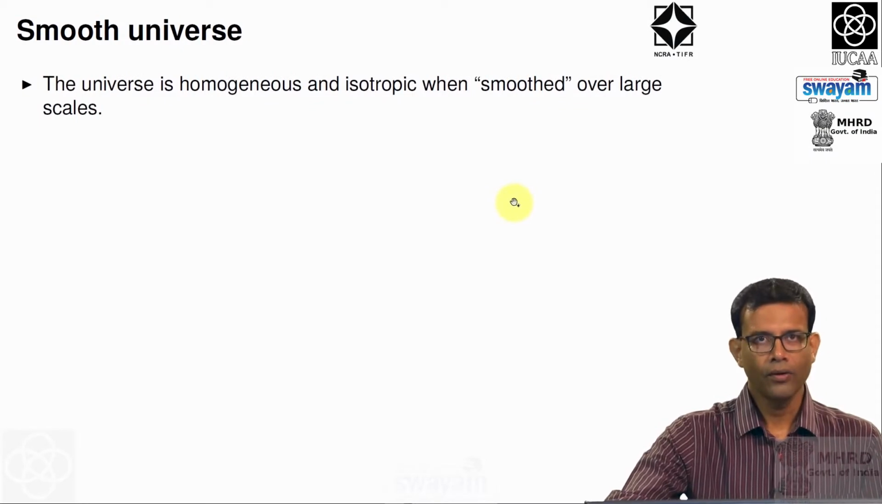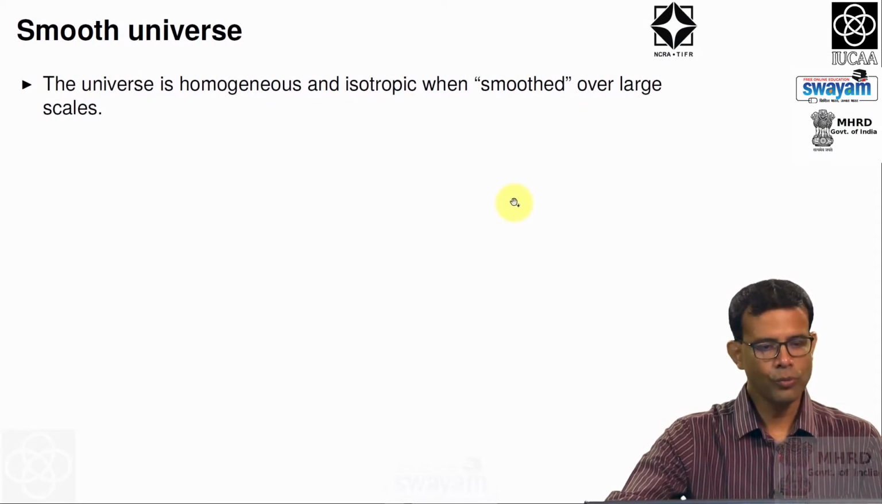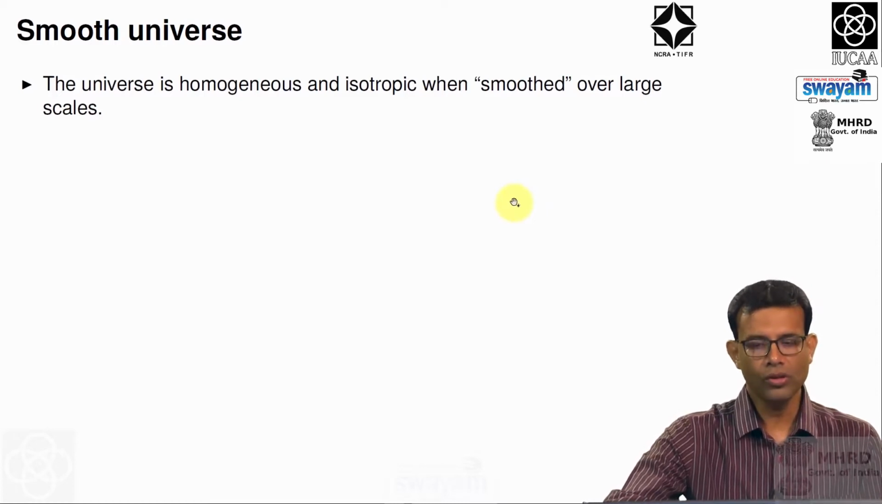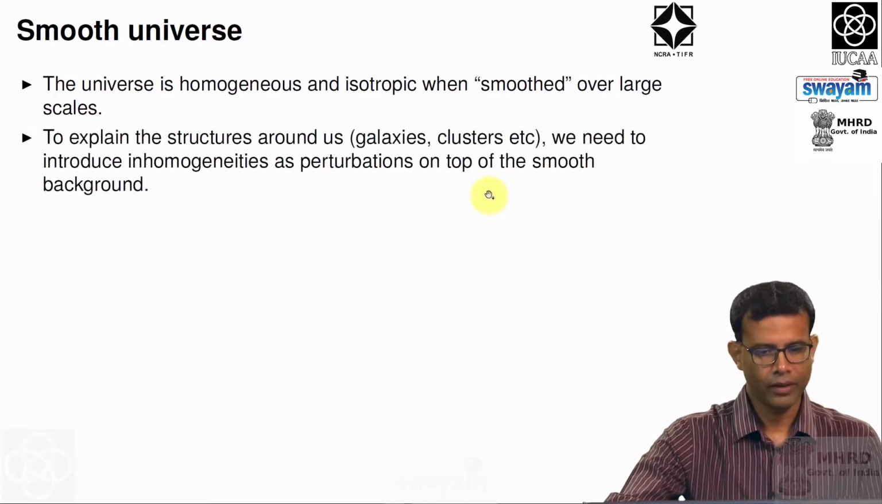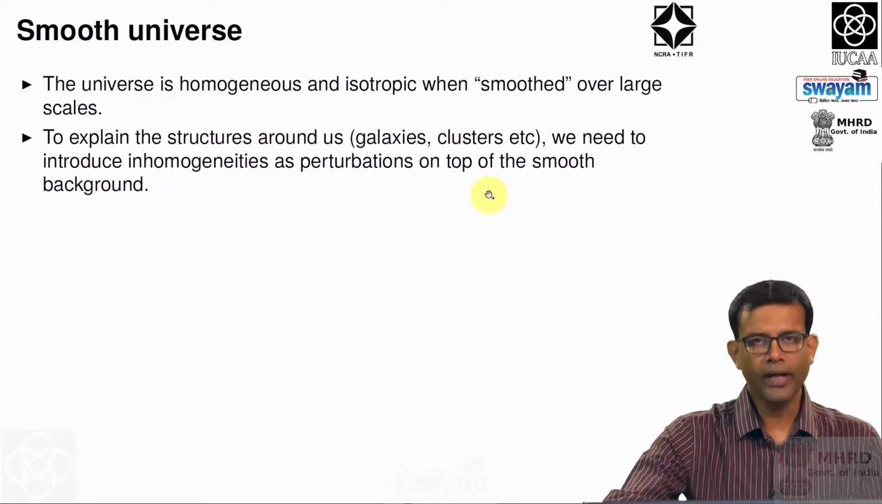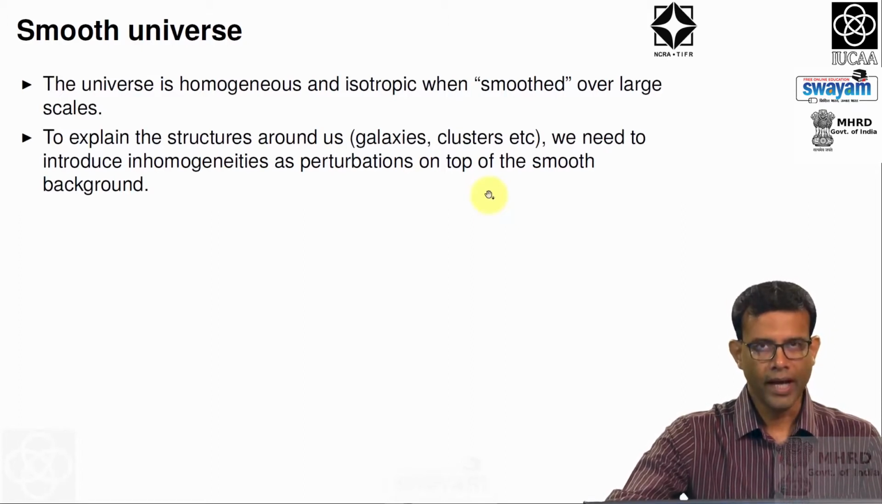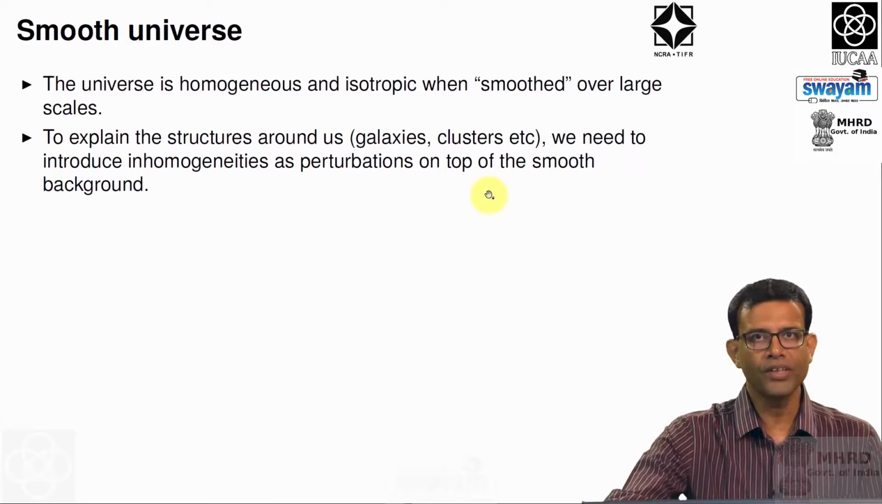So, till now we have been studying the smooth universe. This is based on the fact that our universe is homogeneous and isotropic when smoothed over large scales. However, if we want to explain the structures around us like the galaxies, the clusters of galaxies and so on, we need to somehow incorporate inhomogeneities as perturbations on top of this smooth cosmological background.